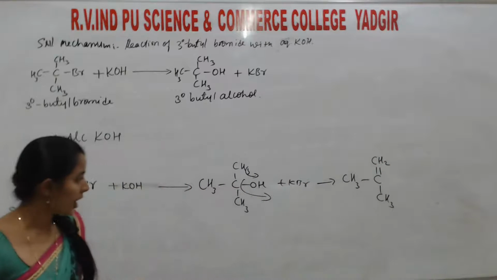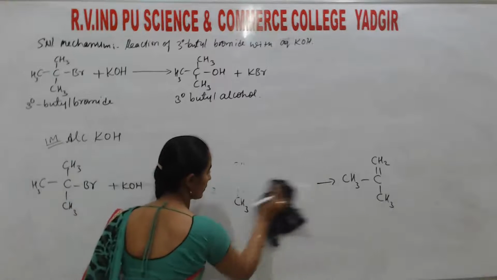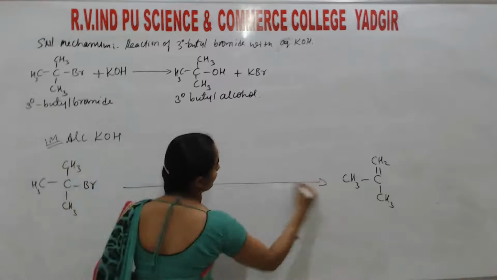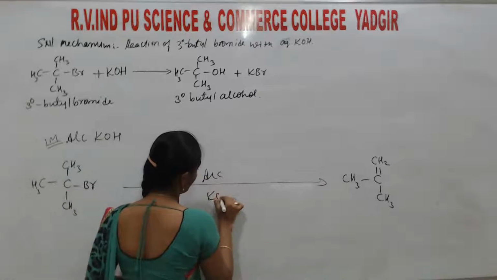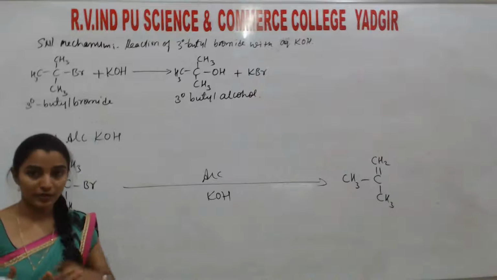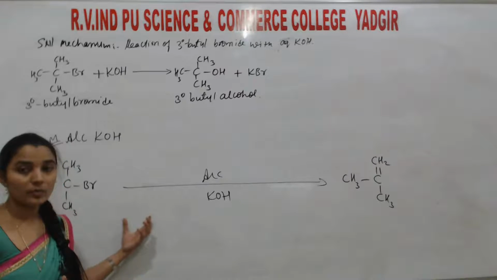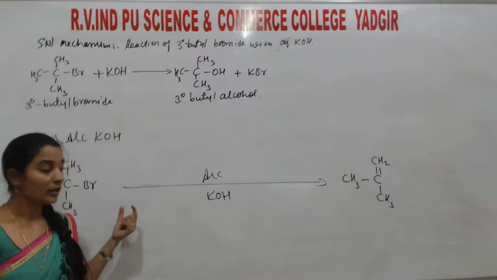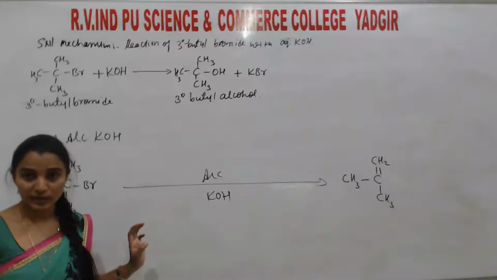So this is the reaction that is going to form when we use alcoholic KOH. So if we use alcoholic KOH, dehydration as well as dehalogenation takes place simultaneously.